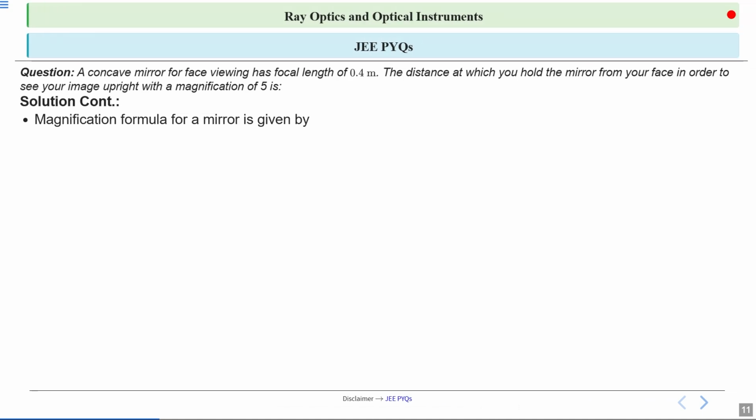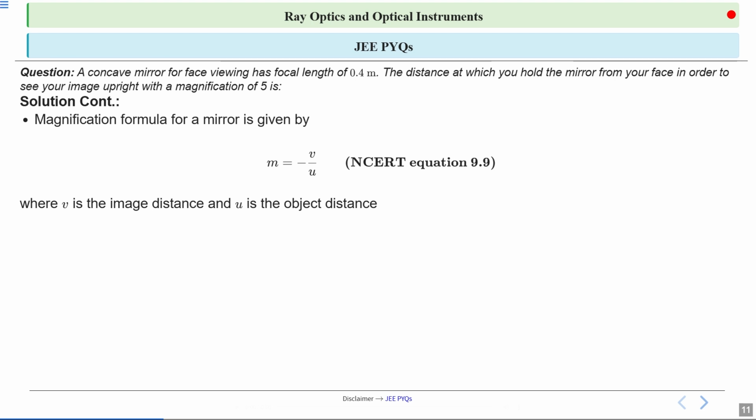So to solve this, we need to use the magnification formula for mirrors. This formula will help us relate the image distance and the object distance. So the magnification formula is given by m equals minus v upon u. Here m is the magnification, v is the image distance and u is the object distance. Okay, and this formula is according to NCERT equation 9.9.